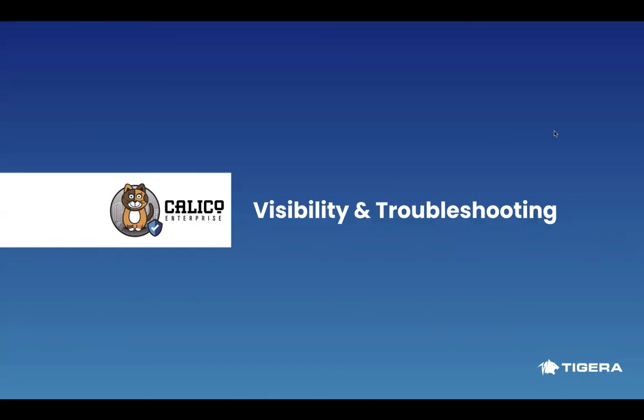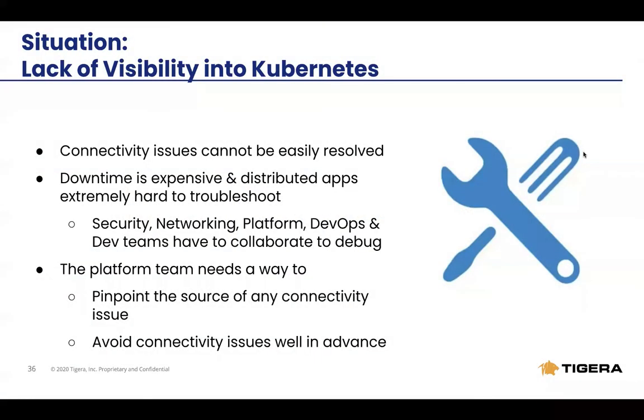And let's switch over to the second key pillar here, which is around visibility and troubleshooting. The lack of visibility into Kubernetes can cause a huge amount of headache in terms of troubleshooting those applications when they go down. But not only that, the biggest loss is actually when you start losing revenue, or there's a cost associated with an application going down.